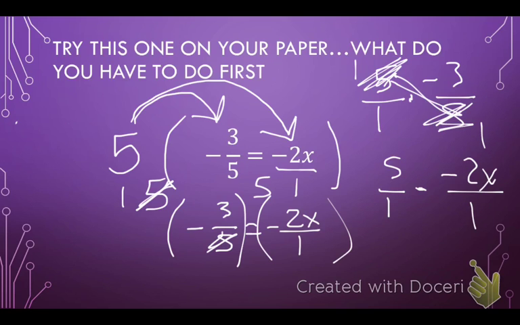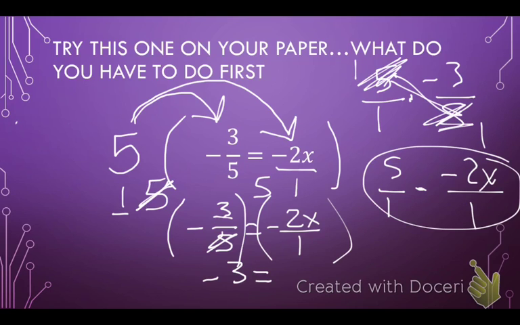All right, on this one right here, I cannot cross simplify anything, so this is just going to stay as a 5. So now I'm going to multiply that number that I just cross simplified and what I got times my numerator. So 1 times 3 is 3, so I'm going to write -3 equals 5 times -2x, which is going to be -10x.